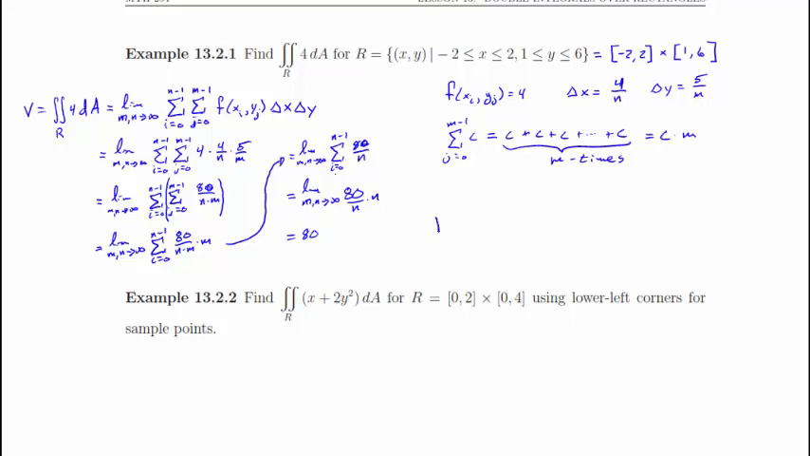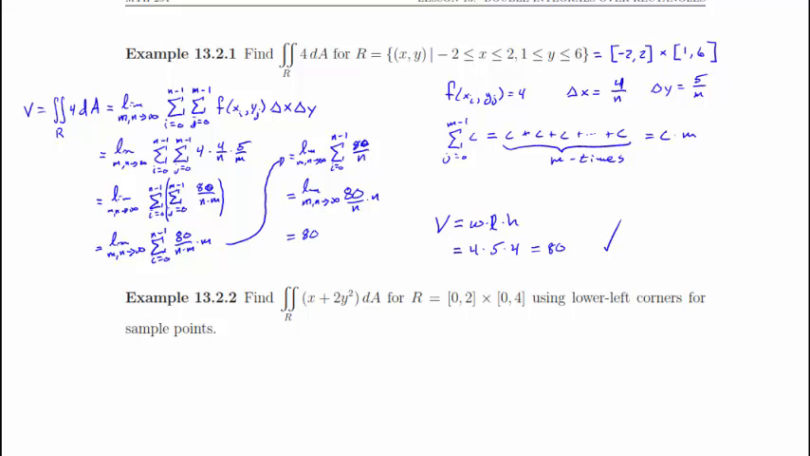And we can also confirm this because the volume is the width times the length times the height. The width in the x direction is 4. The length in the y direction is 5. The height in the z direction is a constant 4 here. And so we get 5 times 4 is 20, times 4 is 80. So we're confirming that way. Excellent.